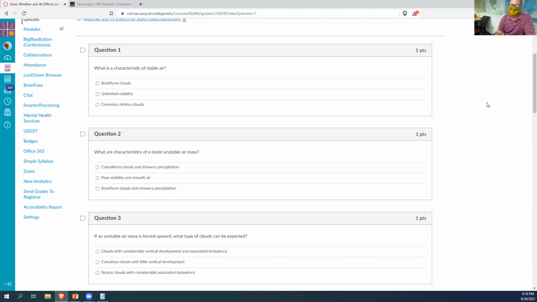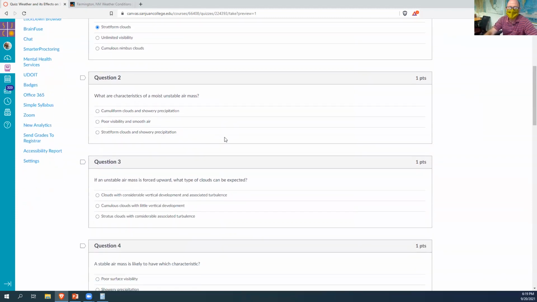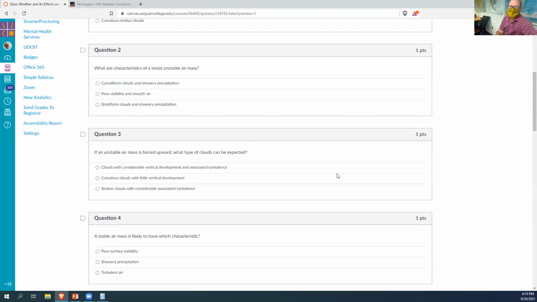What is the characteristic of stable air? There are several, but they're focusing on a couple things. Stratiform clouds, unlimited visibility, cumulonimbus clouds. A. Okay, and that's true because unlimited visibility is more of an indication of unstable air. So, very good. All right, what are the characteristics of a moist, unstable air mass?